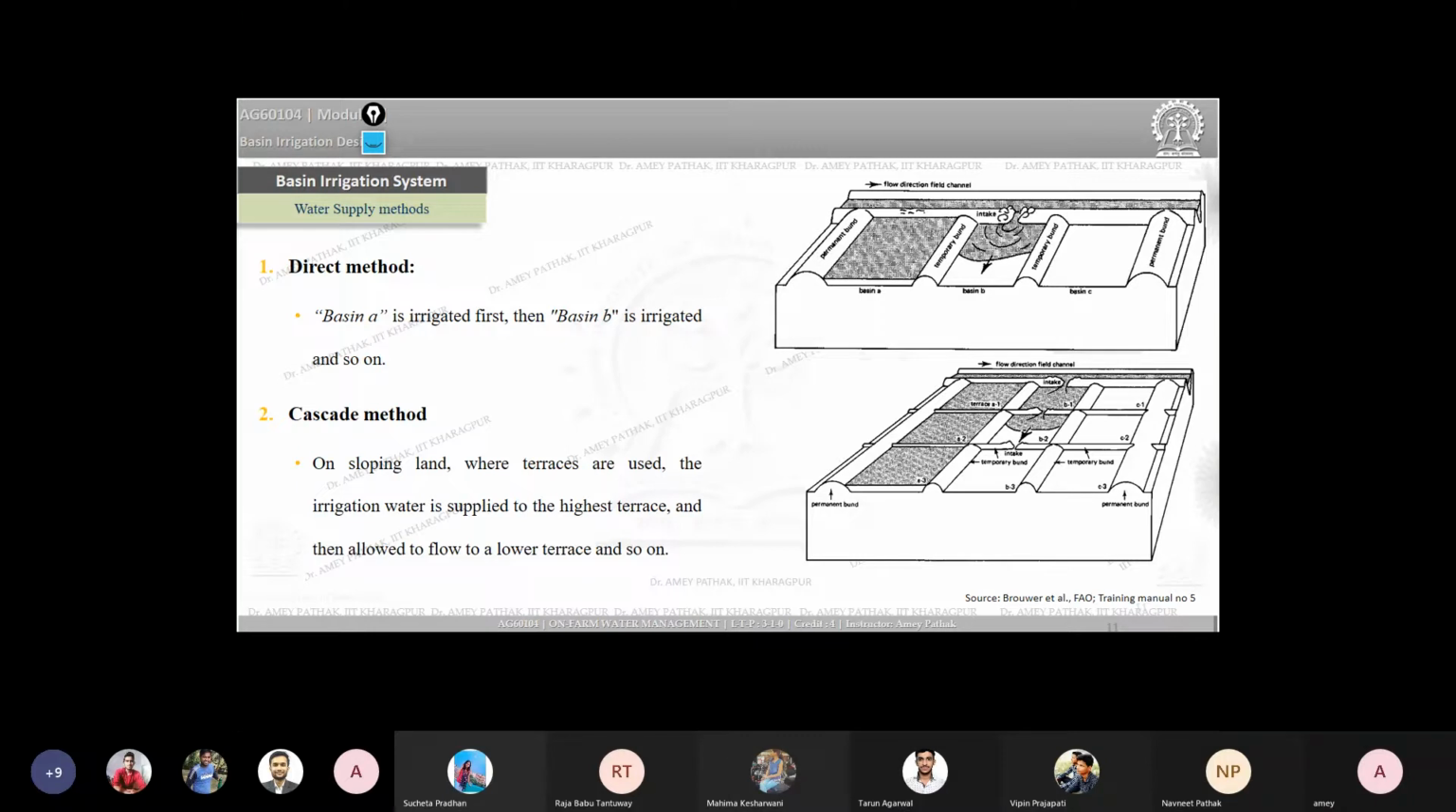This is the direct method, in which we apply the water directly into the entire basin. And this is the cascade method, in which we apply water into the upper basin, then the middle basin, lower basin, and so on. The cascade method is a very good method. It can be used for paddy crop, or for soils where the percolation and seepage losses are comparatively low.